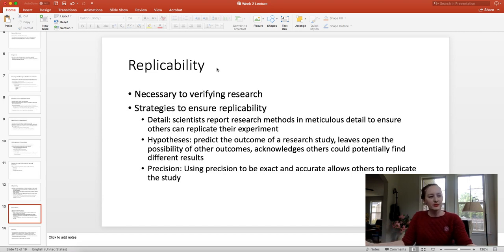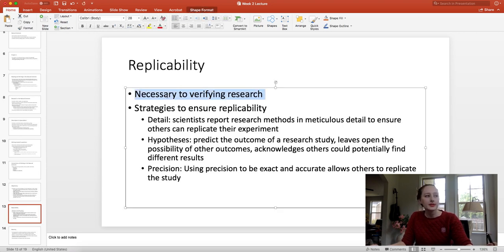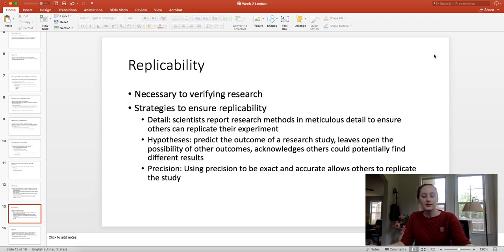So, as we talked about, it's very important that an experiment can be repeated and get the same result. That's how we find out if you're onto something, if it's true. So it's necessary to verify research. So we need to verify the results of a study by repeating it multiple times.